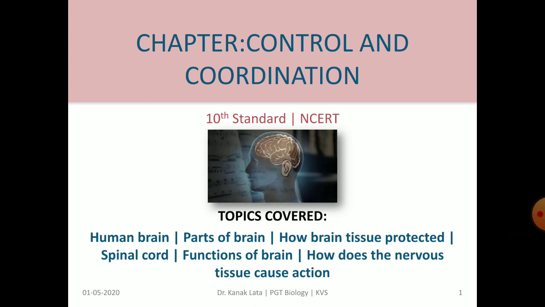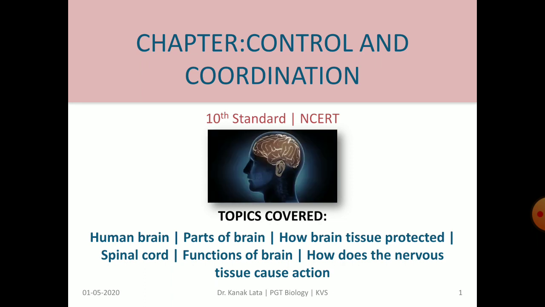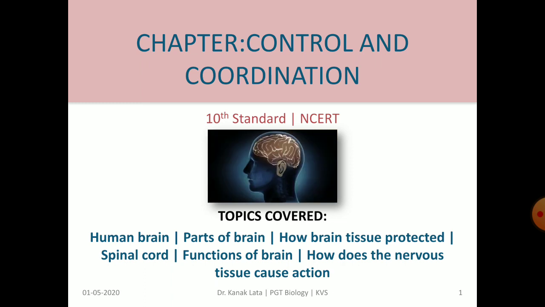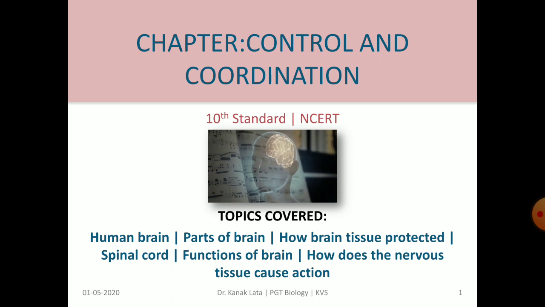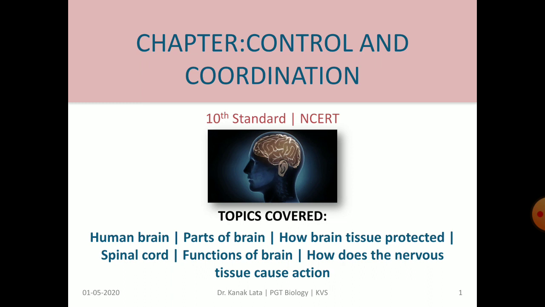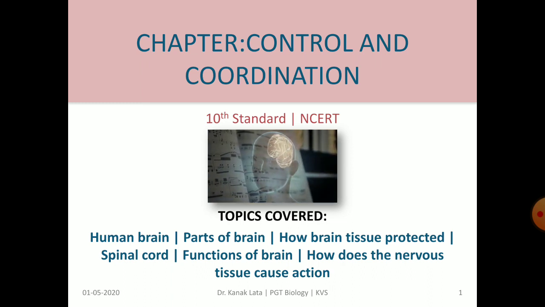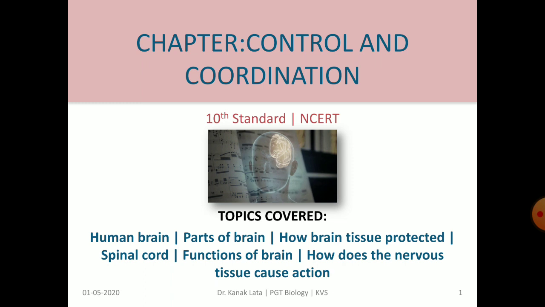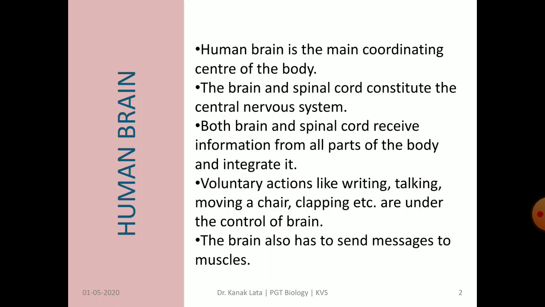In the previous session, we have studied about reflex action, reflex arc, different receptors, and examples of reflex action. In this online session, we will study about human brain, parts of brain, how brain tissues are protected, spinal cord, functions of brain, and how does the nervous tissue cause action. So let us start. The first topic is about human brain.